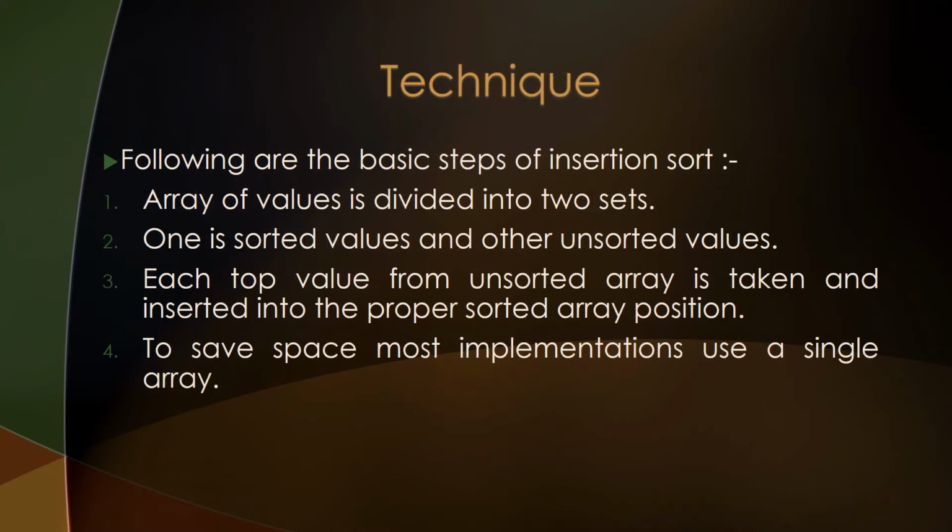So these are the basic technique and basic steps of insertion sort. Any array is divided into two sets. One is the sorted values and one contains the unsorted values. Each top value from the unsorted array is taken and inserted into the proper sorted array position. To save space, most implementations use a single array. You can also use two arrays, one for unsorted elements and one for the sorted elements, but this leads to greater usage of memory. Hence, to save memory, most implementations use only a single array.